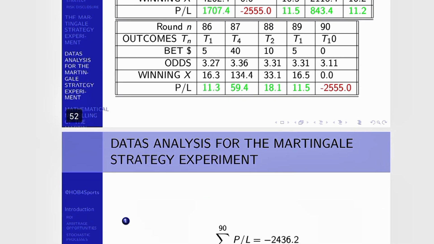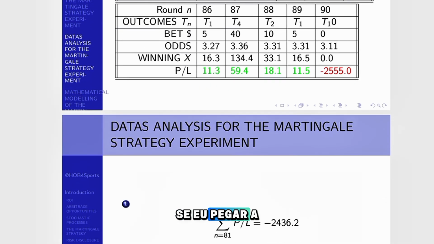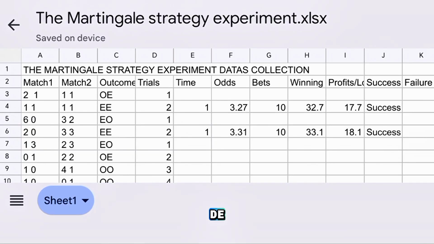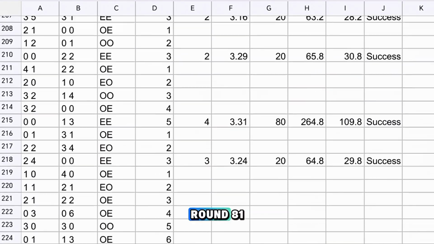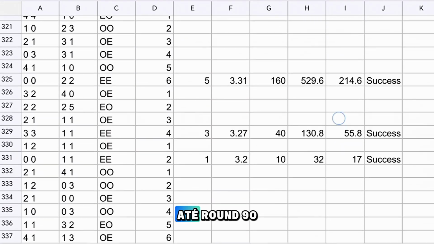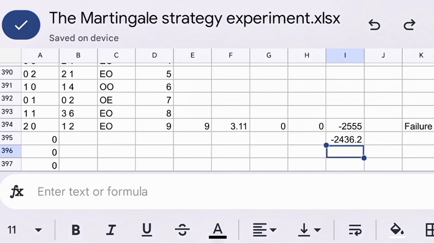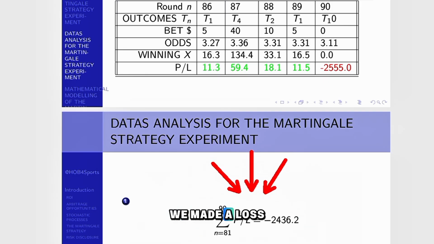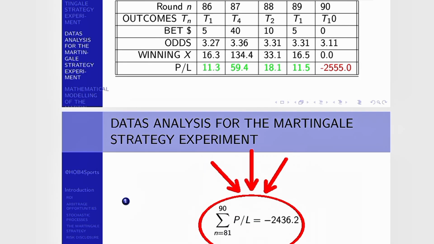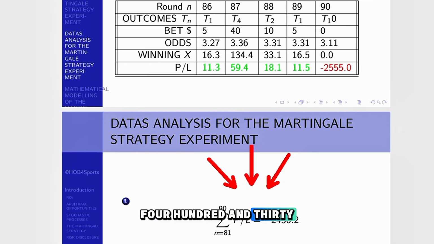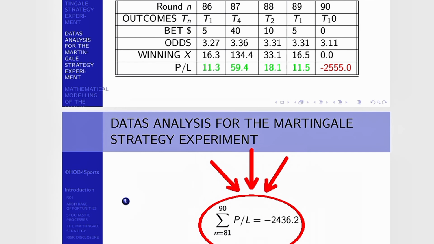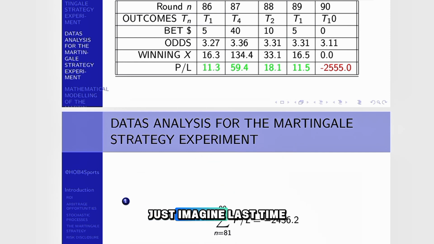Now, if I take the summation of profit or loss from round 81 to round 90, you can see here clearly that we made a loss of 2,436 points. And just imagine, last time we made that magnificent profit, but this time around we made this loss.